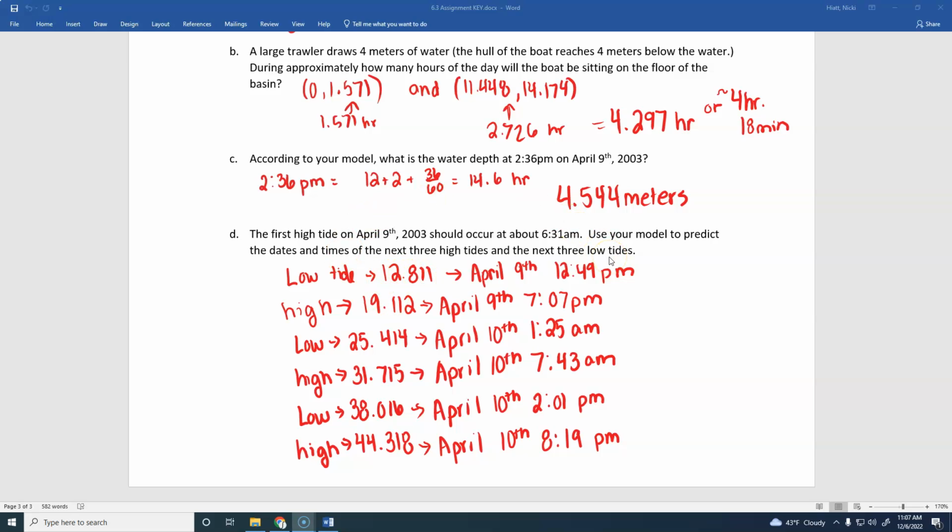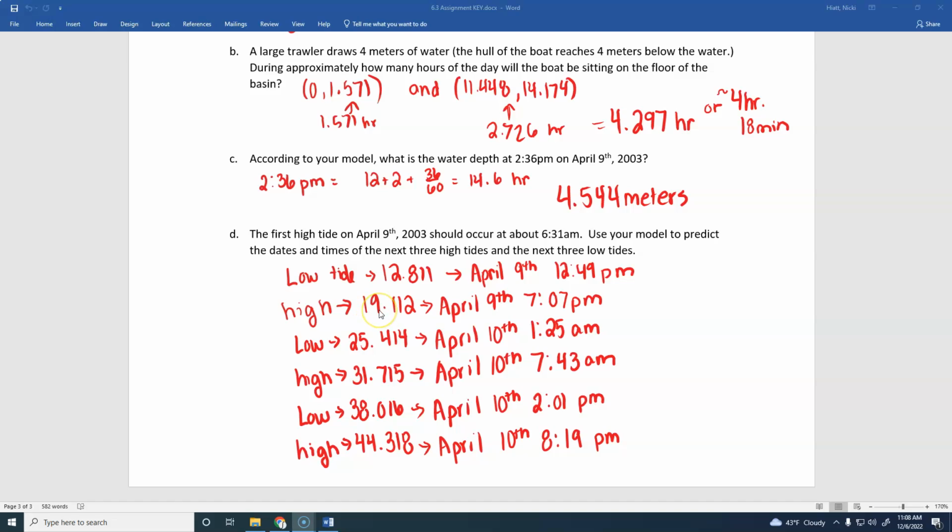The big thing that you need to know here, so like this would be 12, obviously 12 o'clock, and that 0.811, to change it to minutes, you're just going to take 0.811 and multiply it by 60. So take your decimal part, multiply it by 60, and that'll change it to minutes. I think I just rounded to the nearest minute there because it wasn't exactly 49. And then your next one is 19.